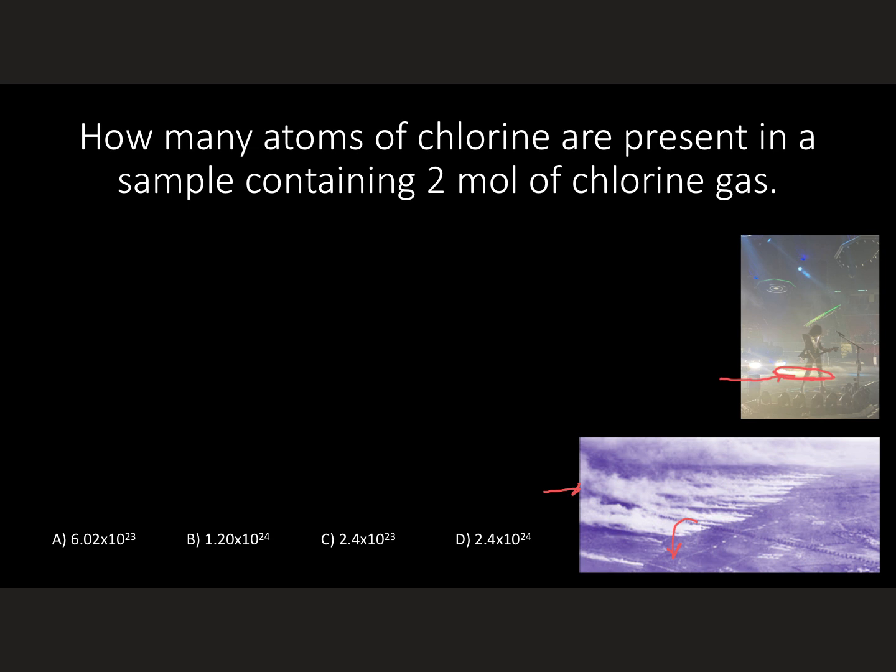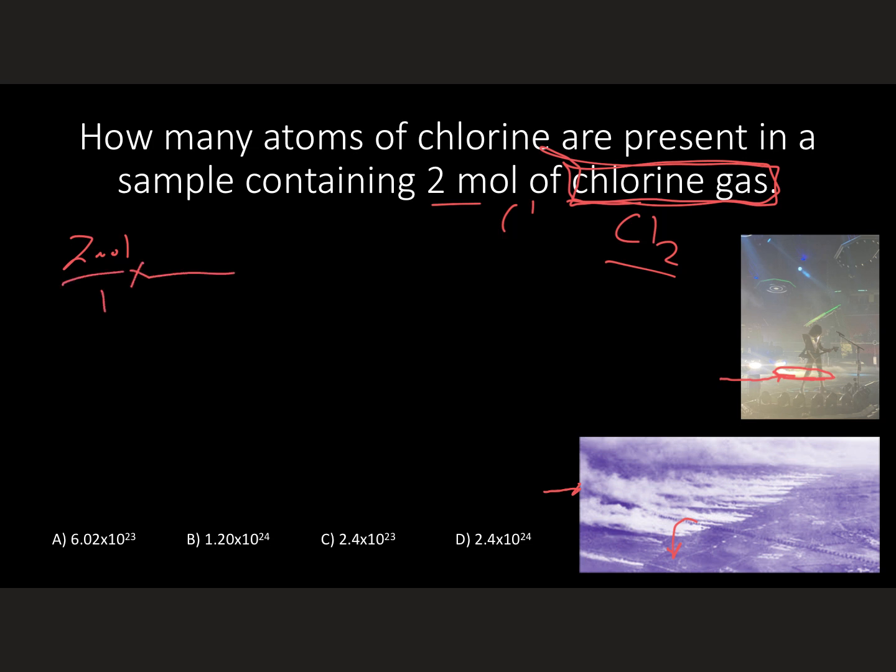So again, how many atoms of chlorine are present in a sample containing 2 moles of chlorine gas? So 2 moles of chlorine gas. That is the tricky part right there. Chlorine in its elemental form is diatomic, right? So we have 2 moles of Cl2, not 2 moles of just Cl. So it essentially doubles the amount that we were expecting. If we have 2 moles, and 1 mole is 6.02 times 10 to the 23rd.